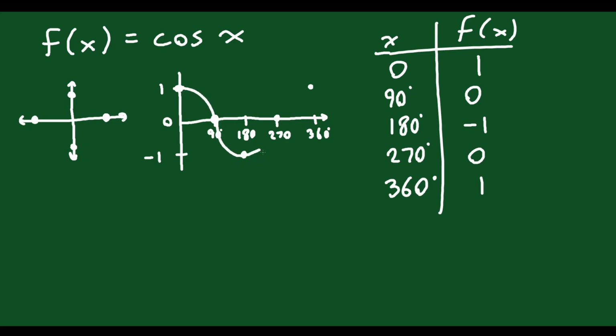This is what you would call a cosine wave. Just like the sine wave, this continues forever to the right, and forever to the left. It just goes on and on and on. So what we've drawn here is one cycle of the f of x equals cos x function.